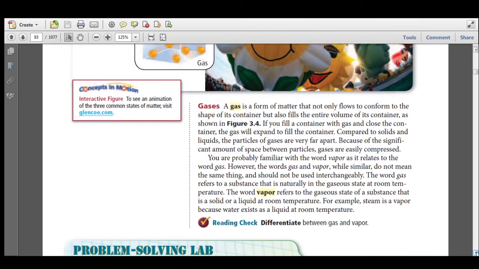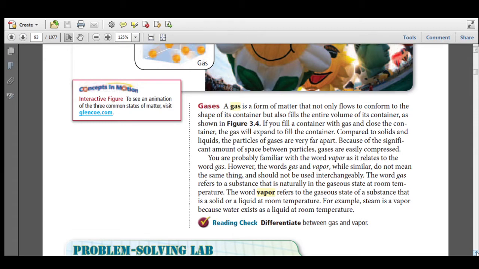A gas is a form of matter that not only flows to conform to the shape of its container, but also fills the entire volume of the container. If you fill a container with gas and close the container, the gas will expand to fill the container. Compared to solids and liquids, the particles of gases are very far apart. Because of the significant volume of space between particles, gases are easily compressed.